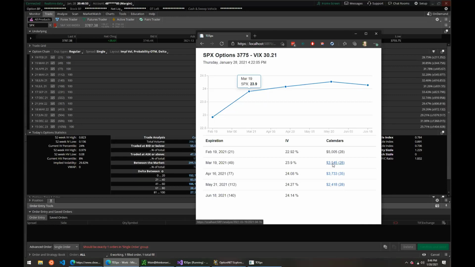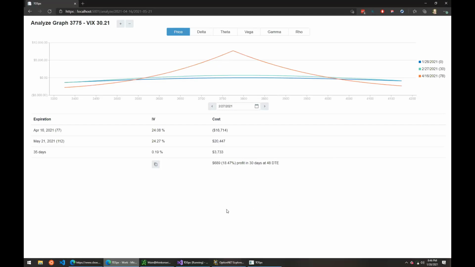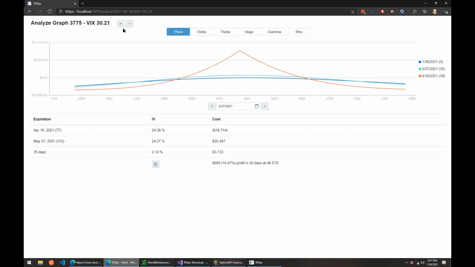And then what's a lot of fun is you can click on this, and it takes you to an analyze graph. Let me actually go to this one instead. So this is showing the implied volatilities again, and it shows you the cost of the calendar. And here you can zoom in and zoom out, etc. But what I'm showing is I'm calculating that in 30 days, right? Because I put one of these on every 30 days. This will return about an 18% profit.